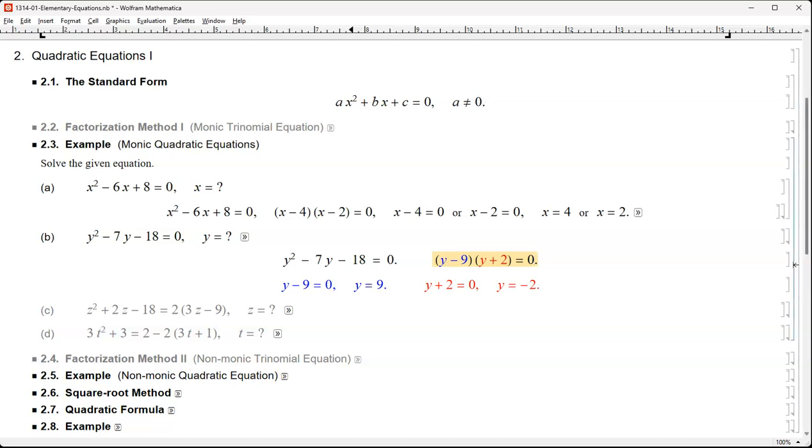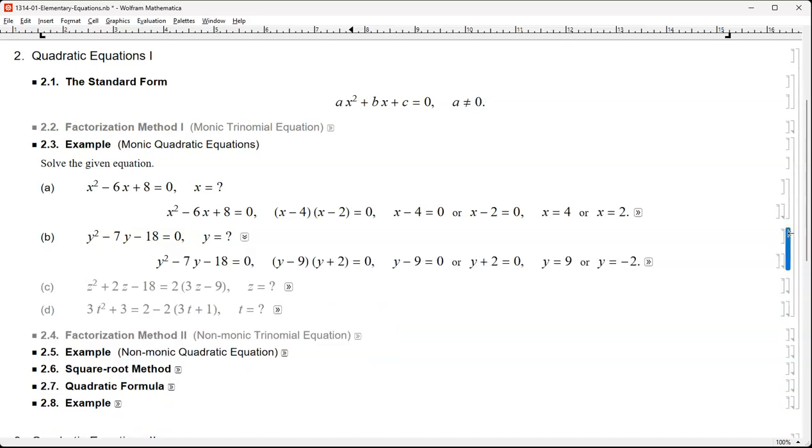So we get 9 or negative 2, as you can see from this answer key here. By the way, always we have the sign change. X minus 4, so x is positive 4. X minus 2, so x is positive 2. Y plus 2, so y is negative 2, like that.